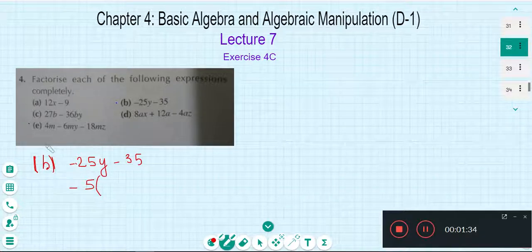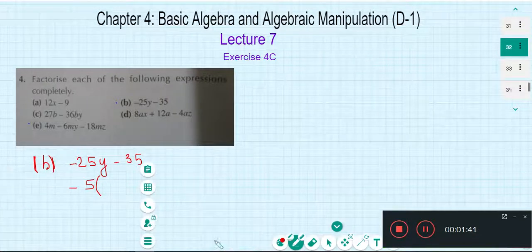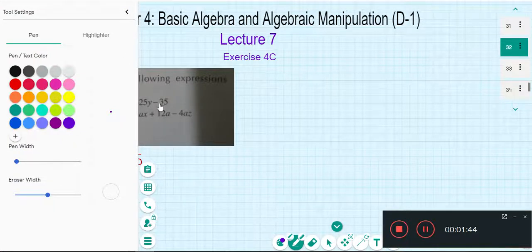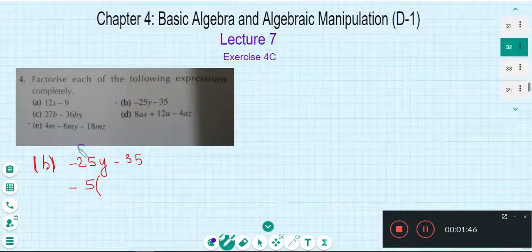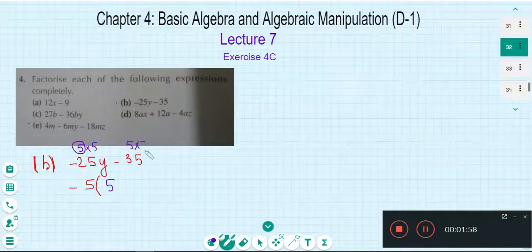And what will be the leftover? Negative has been taken out, so 5 is also, because we know that 25 is actually the multiple of 5, or product of 5 with 5. So 5 has been taken out, so it means we are left with only 5. Similarly, this 35 is 5 multiplied by 7. So 5 has been taken out, so only number left is 7. And also negative sign will become positive because minus has been taken out.